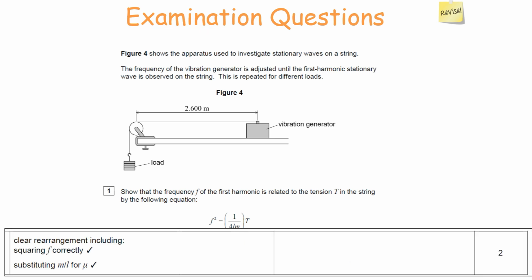Right, so how would you do this one? What you've got to understand is that, like we said before, f is equal to 1 over 2L times the square root of T over mu, where mu is mass over length. But it's important to note that here we're being given mass and length in the equation, so they want you to change mu in that equation to mass over length. So you would square all the terms to get f squared, and therefore you pop in m over L for mu and rearrange it, and get the equation which is written down there.